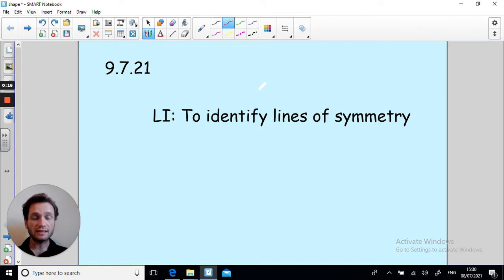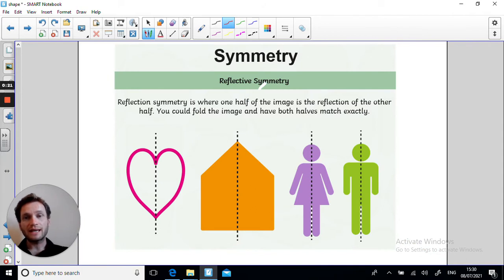Now, today's lesson is all about symmetry. Symmetry is the idea that one half of the image is the reflection of the other half. So if you look over at this heart and you can see that line down the middle, that's called a line of symmetry. Imagine if that heart was folded in half and opened up again, you can see it's exactly the same on both sides. Again, you could put a mirror down that line of symmetry and look into it, and it would look like you're looking at the whole shape because both sides are exactly the same.